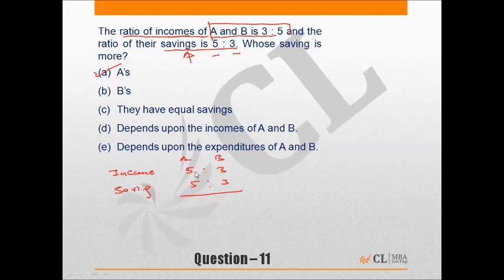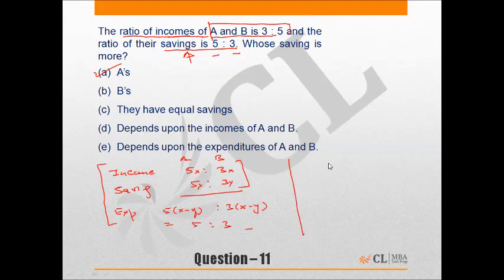Okay. So if I say the incomes are 5x and 3x and savings are 5y and 3y, then the ratio of their expenditures will be 5 into x minus y is to 3 into x minus y, which is nothing but 5 is to 3. So if the ratio of income and saving is the same, the ratio of expenditure will also be the same. Or out of these three, if two of them have the same ratio, then the third one will also be the same.